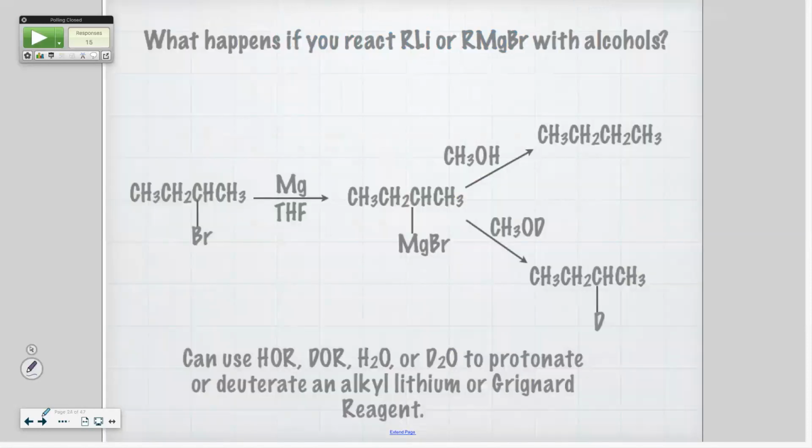Okay, if you take an alkyl lithium or Grignard and you react them with an alcohol, the alcohol simply protonates it. You're going to end up doing an acid-base reaction. So you put an extra hydrogen here. What if you got sneaky and you used a deuterated alcohol like this? Okay, so what's D, y'all?